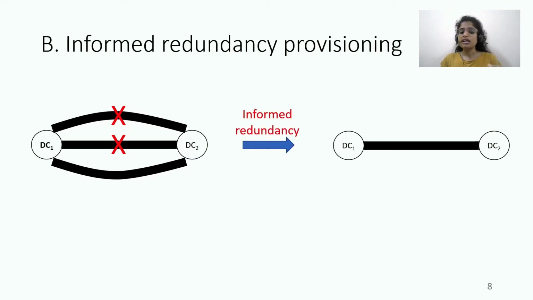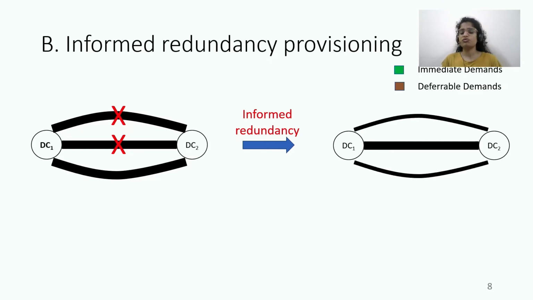However, if the demands between DC1 and DC2 comprise both immediate demands and deferrable demands, then we can do more informed redundancy provisioning. First of all, we need to provision full redundancy for the immediate demands, as the immediate demands cannot be paused or rescheduled. Hence, when there are no failures in the network, we send both immediate demands and deferrable demands. But when there are failures in the network and the deadline of the deferrable demands exceeds the time to repair, then we only send immediate demands and we pause the deferrable demands for the duration of the link failure.